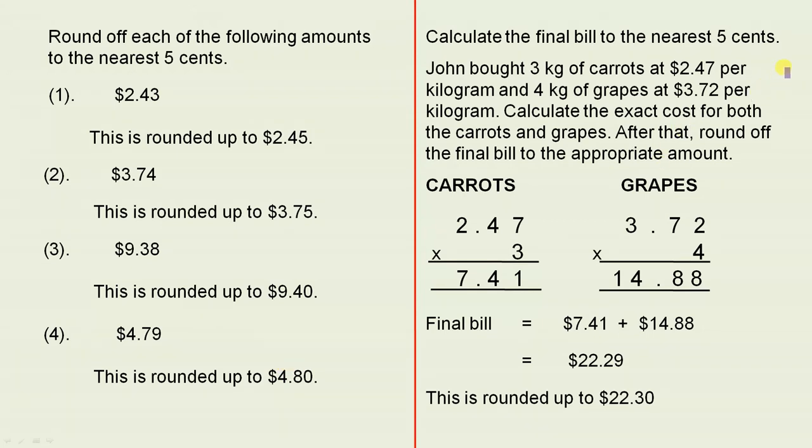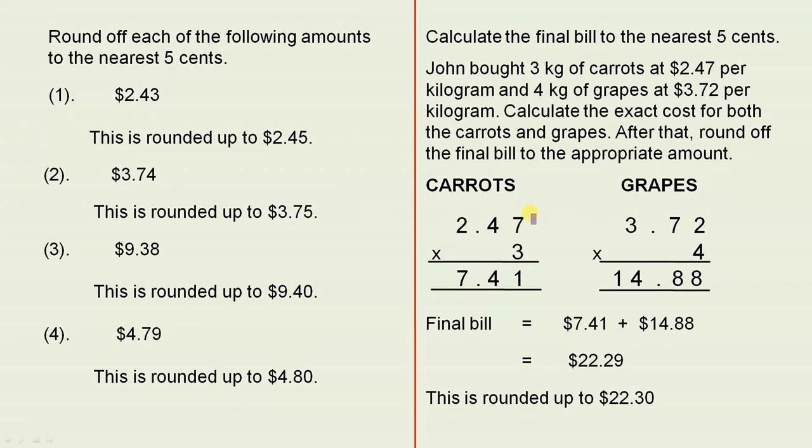Let's have a look at a typical problem now that we might encounter at the shops. Calculate the final bill to the nearest 5 cents. That is, what you have to pay in the end. John bought 3 kilograms of carrots at $2.47 per kilogram and 4 kilograms of grapes at $3.72 per kilogram. Calculate the exact cost for both the carrots and grapes. After that, round off the final bill to the appropriate amount.